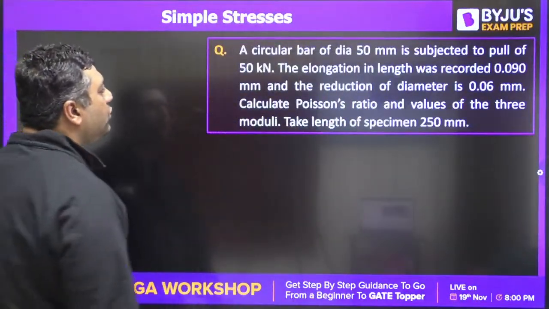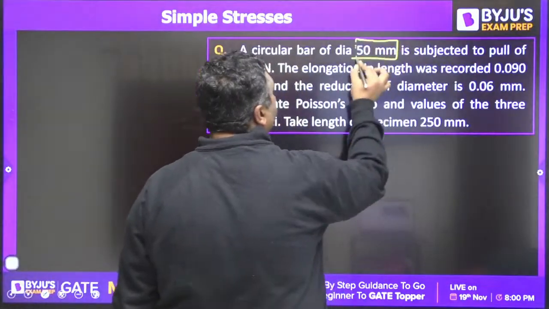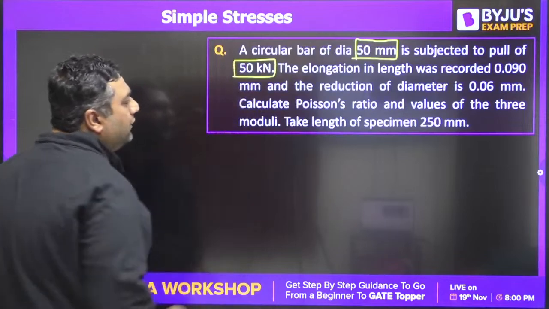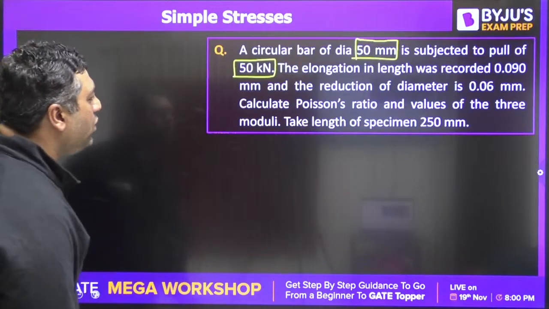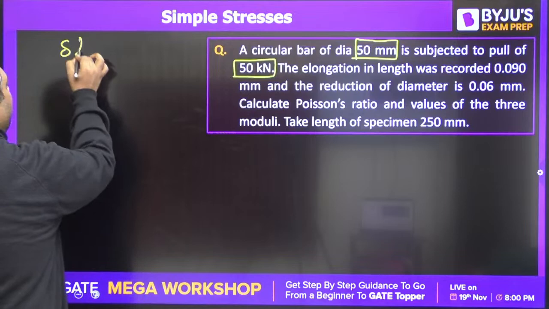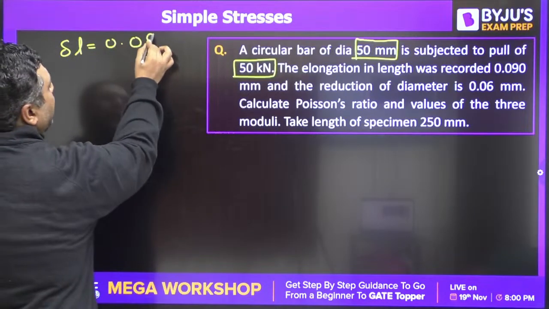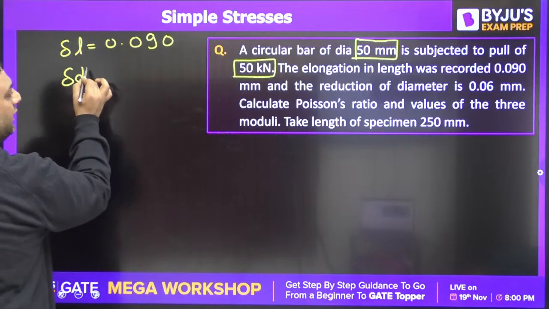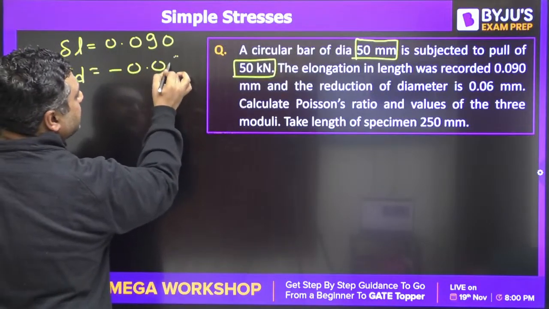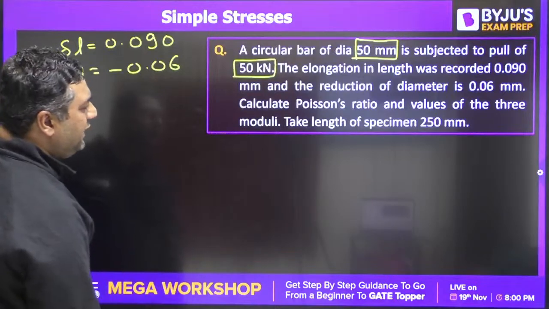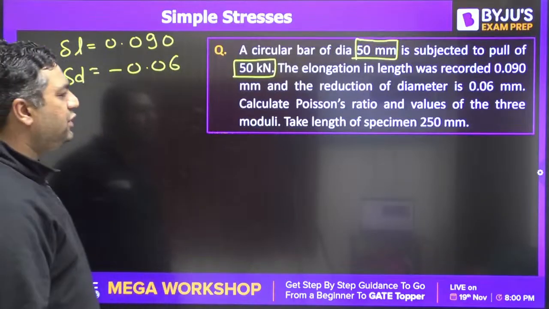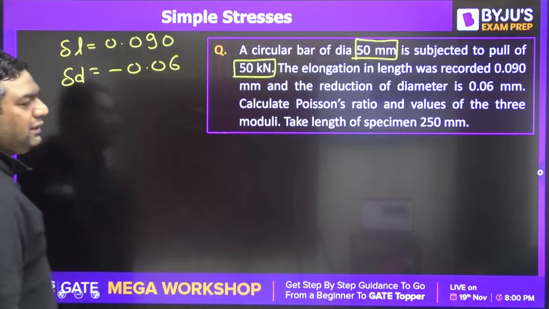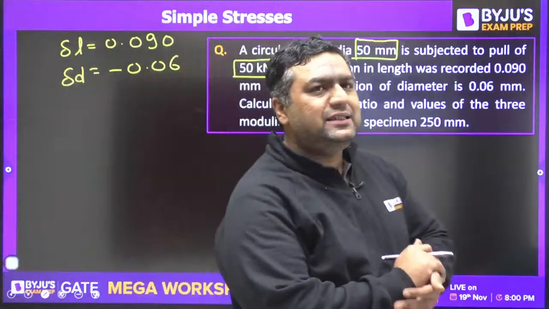The question is: a circular bar of diameter 50 mm is subjected to a pull of 50 kilonewton. The elongation in the length was recorded, delta L is 0.090, and they are saying the reduction in diameter, delta D, is minus 0.06. All these are in mm. You need to find the Poisson ratio and others. 250 mm is the total length. So this is an easy question.